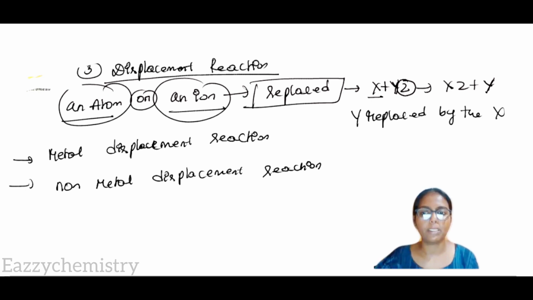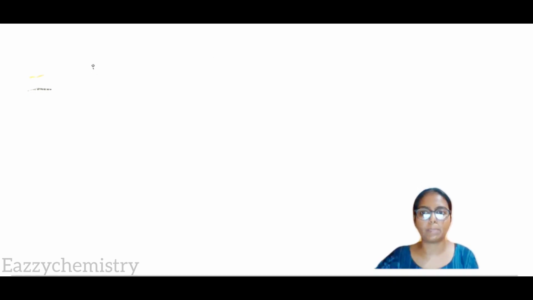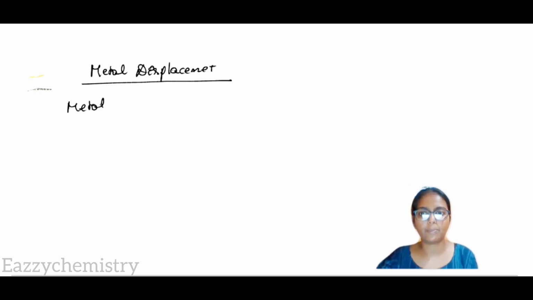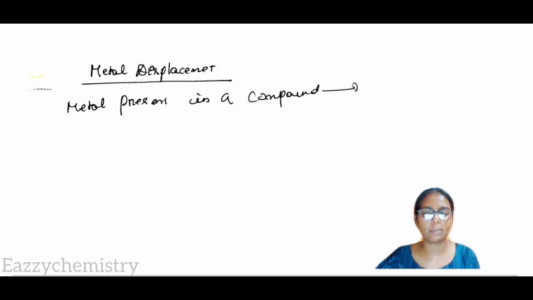So let's look at them one by one. The first one is metal displacement reaction. Let's look at that. It is a type of reaction in which a metal present in a compound is displaced by another metal. So this is the definition of the metal displacement reaction.